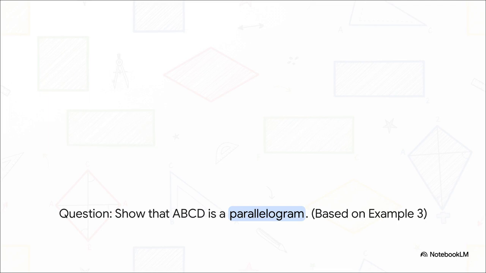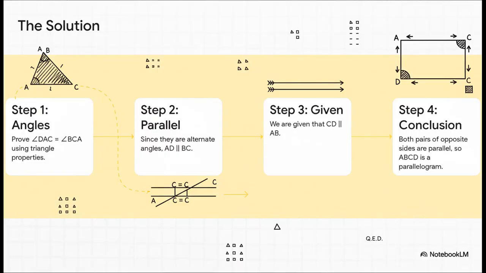We have an isosceles triangle ABC, which means side AB is equal to side AC. Then there's this line AD that's cutting the outside angle PAC in half. And finally, we're told that the line CD is parallel to AB. So, what's our mission? We have to prove that this whole shape, ABCD, is a parallelogram. So, how do we solve this puzzle?